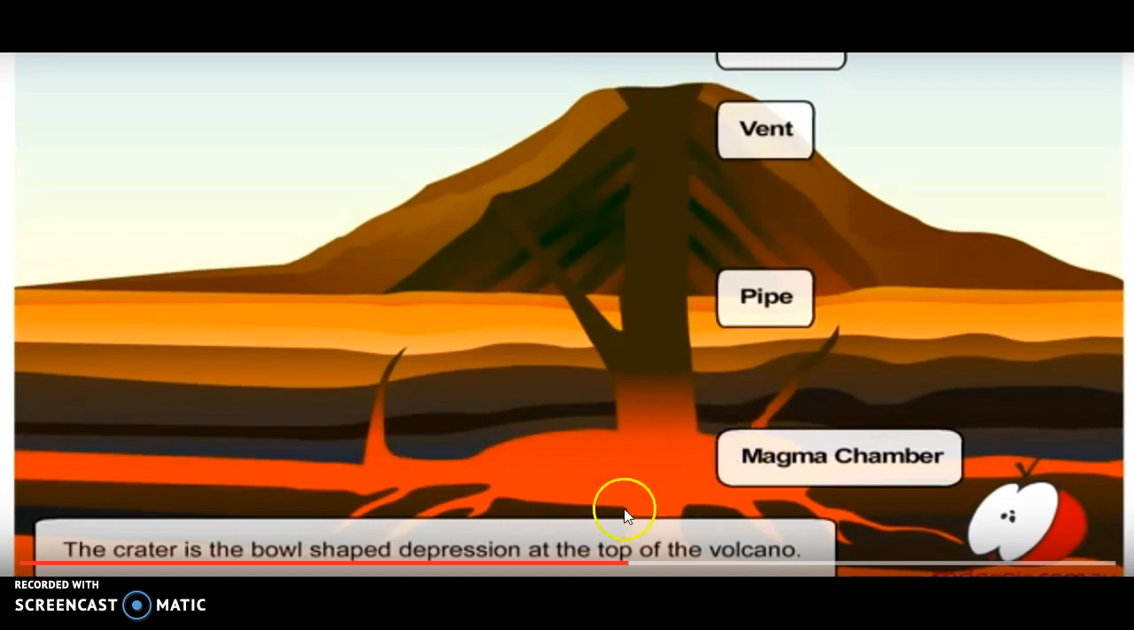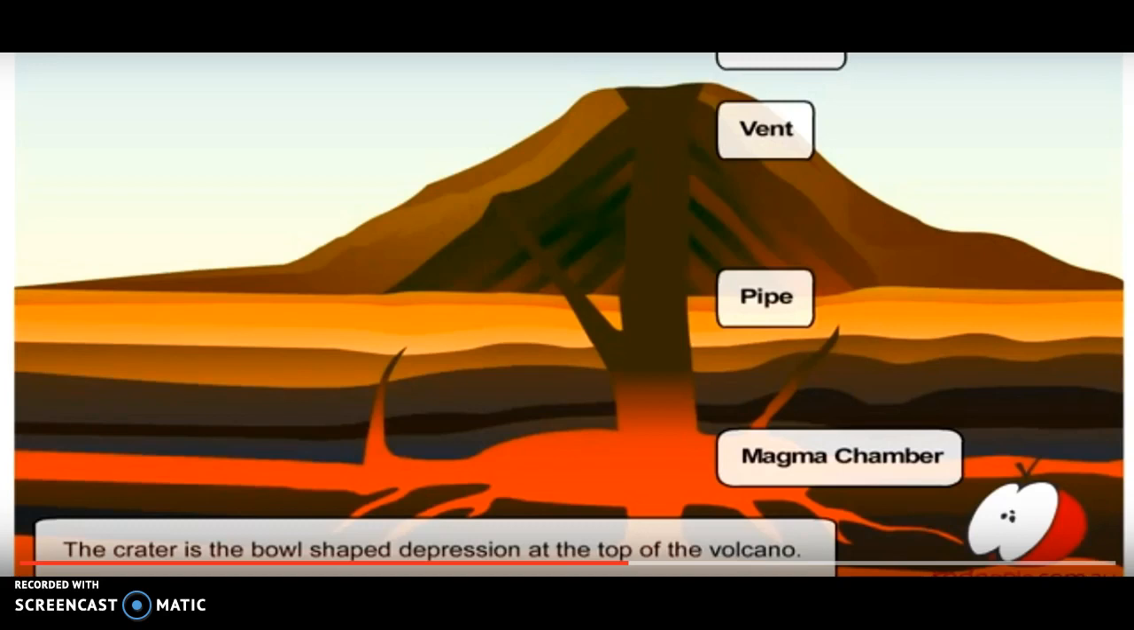Okay, so we have the magma chamber, which is this. The pipe, which is a corridor through which the magma goes up. The vent is the mouth of the volcano, and the crater is the depression the magma has made. Alright, well, it's very simple. Volcanoes always have the same structure: the magma chamber, the pipe, the vent, and the crater. The crater is the most visual part of a volcano and the most peculiar.